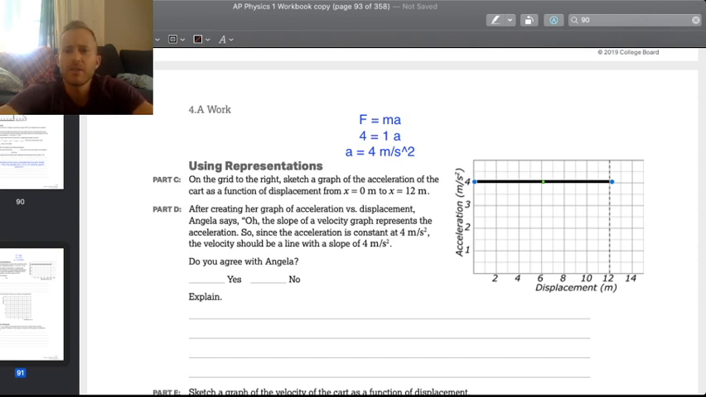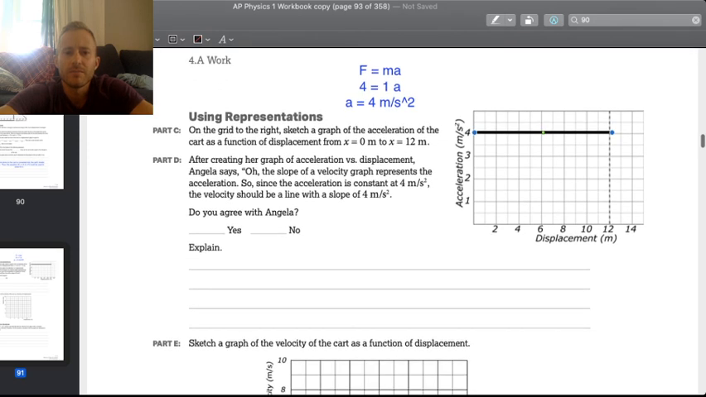After creating her graph of acceleration versus displacement, Angela says, oh, the slope of a velocity graph represents the acceleration. So since the acceleration is constant at 4 meters per second squared, the velocity should be a line with a slope of 4 meters per second squared. I agree with Angela, right?